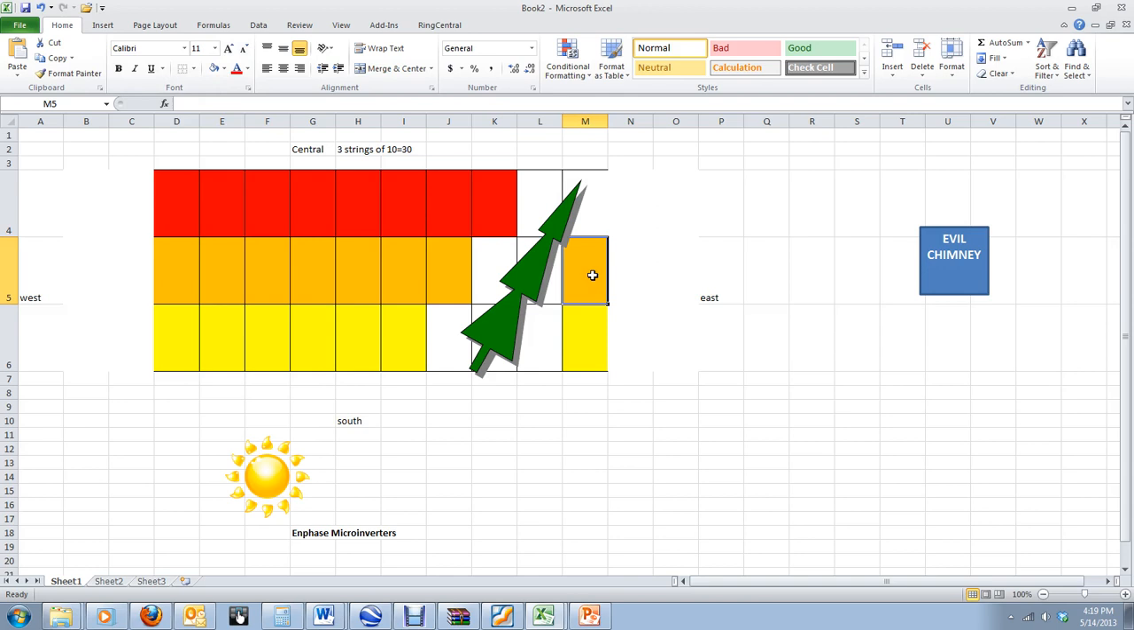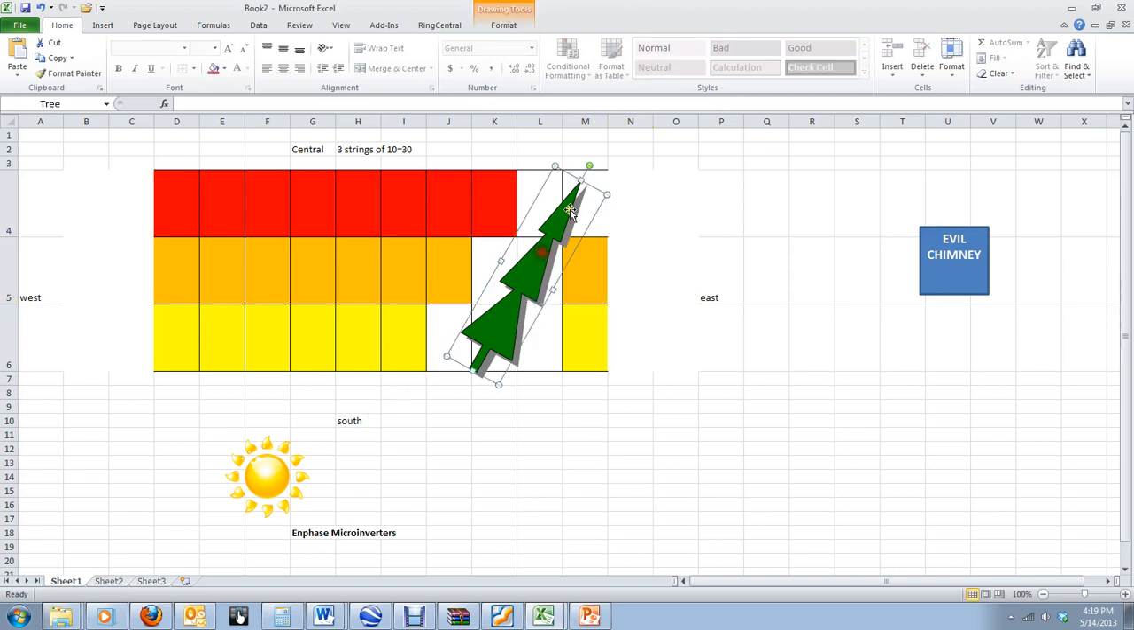This one may or may not be dead, or it may be working at 50% capacity, because if you remember from our last slide, this little tiny triangle right here is shading this module. So this one could be working at 50%, may or may not. That's one way to eliminate it.